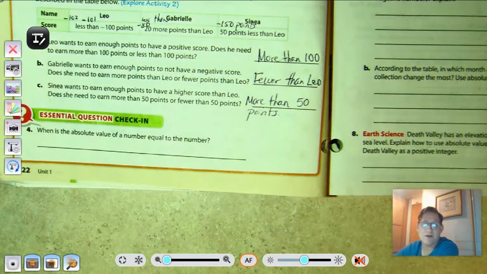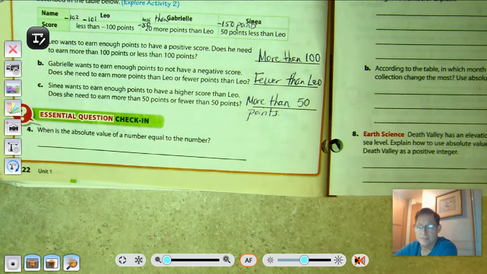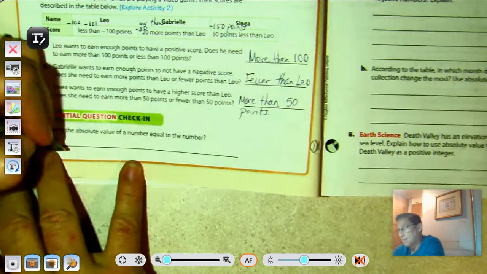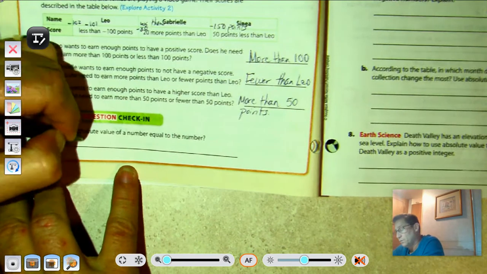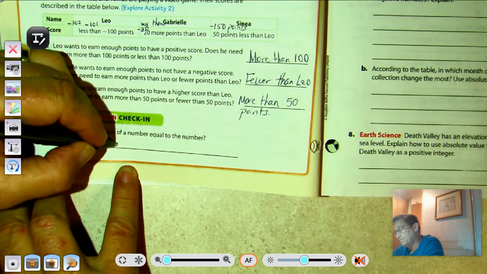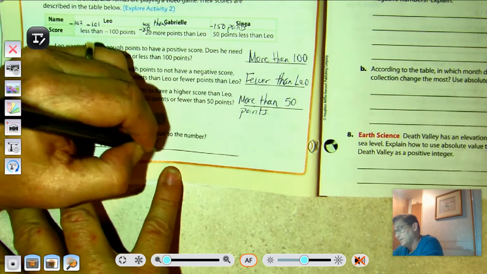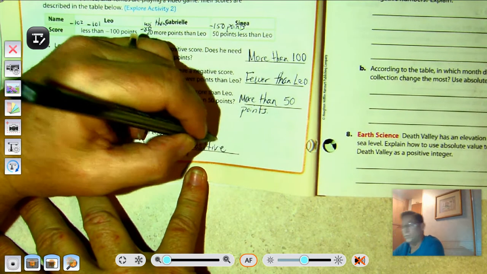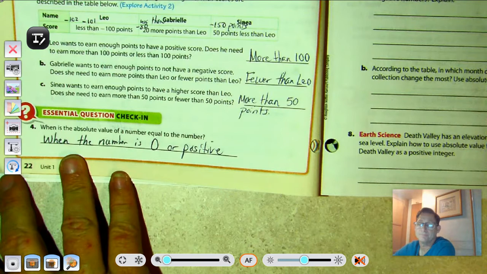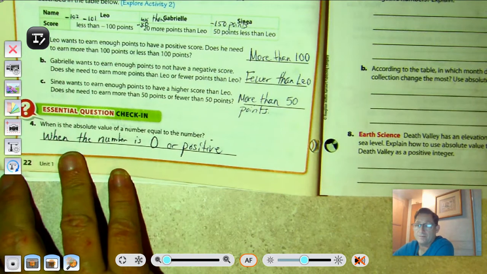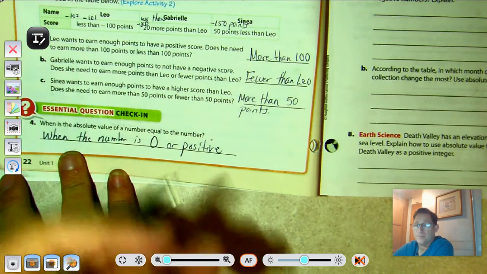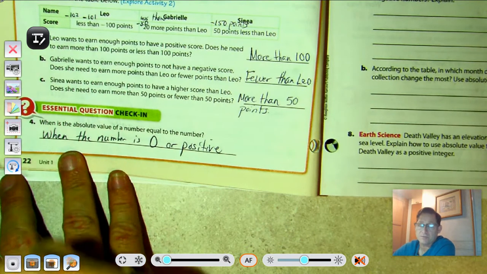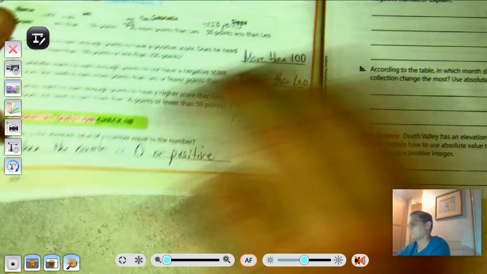All right, 4. When is the absolute value of a number equal to the number? Well, when it's 0 or a positive number, right? When the number is 0 or positive. Absolute value of 1 is 1. Absolute value of 2 is 2. Absolute value of 3 is 3. So they match. The absolute value of 0 is 0.